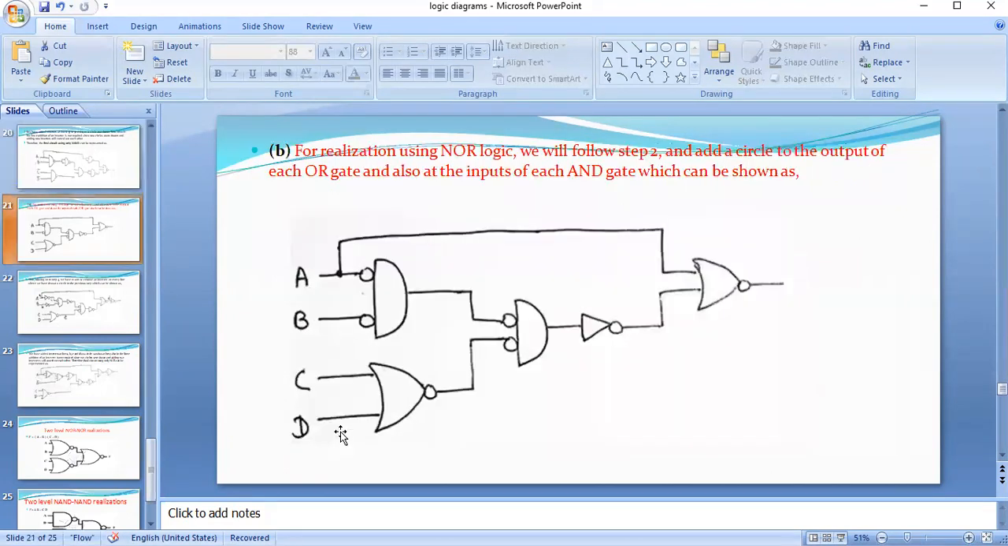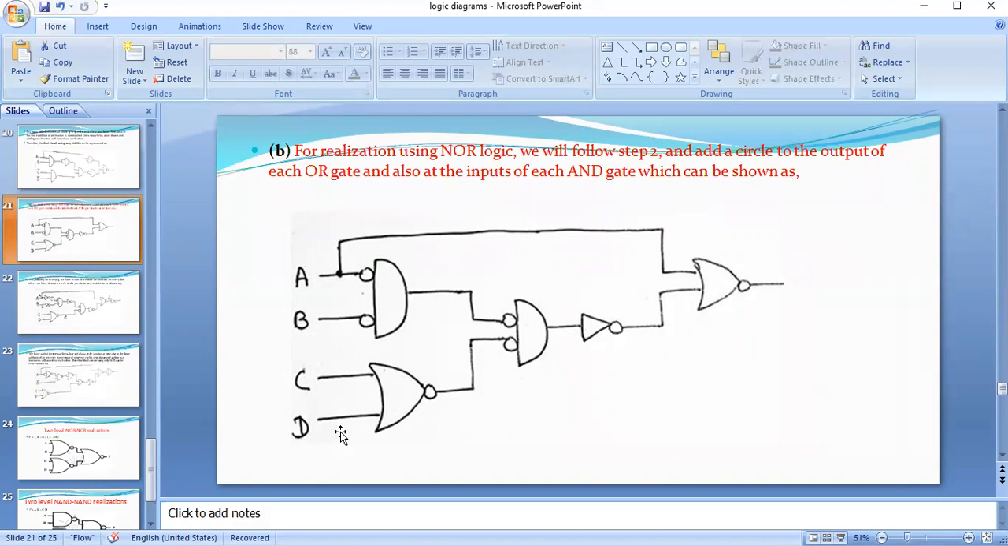Okay, and next one, a realization using NOR logic. Same way, the first step is to draw the logic diagram using basic gates: AND gate, OR gate, and NOT gate.